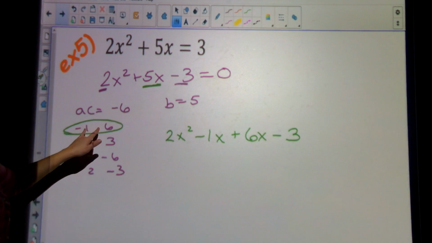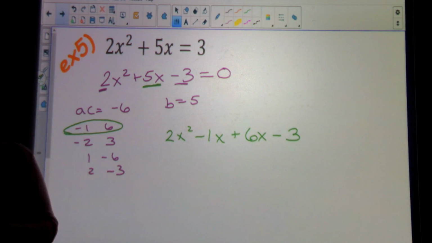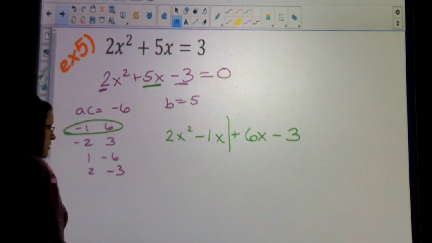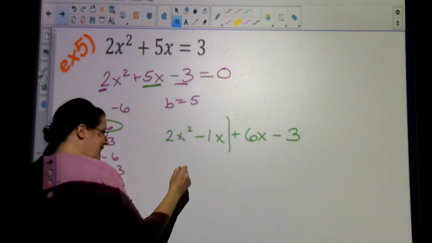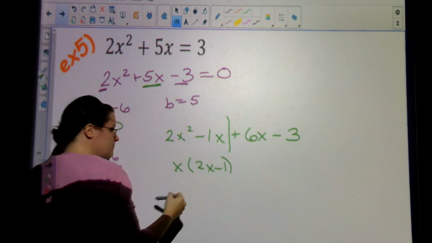Oh, by the way, does it matter if I switch the order of the numbers? The answer is no. Not at all. You're still going to get the same answer. Your work might look a little different than your partner's, but you're still going to get the same answer. Line down the middle. GCF here is x. So I'm left with 2x minus 1.